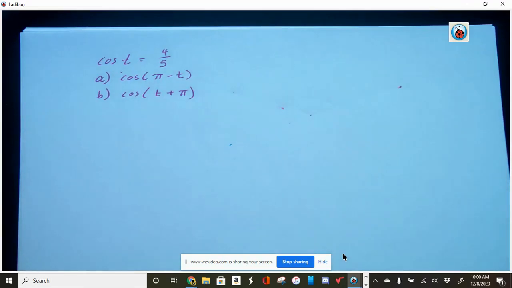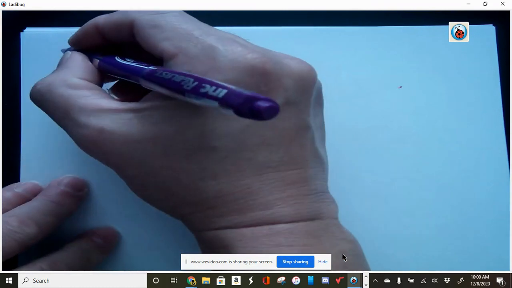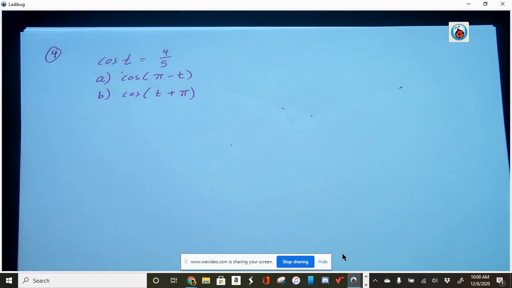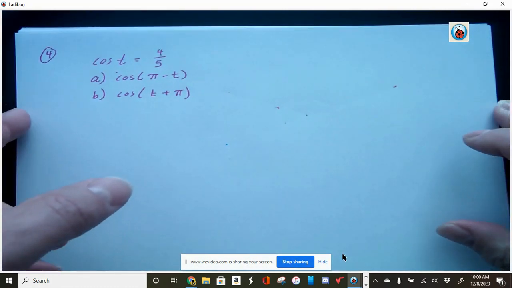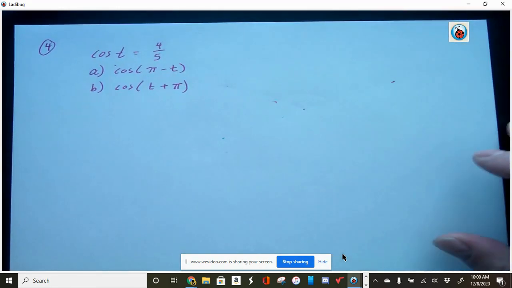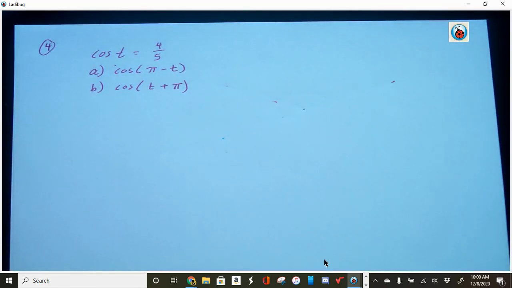So I want to go through real quick and redo number 4 on your warm-up from 4.3. So this is number 4. I gave you a little bit of wrong information, so I want to fix that right now. So let's talk about number 4 on the 4.3 warm-up.